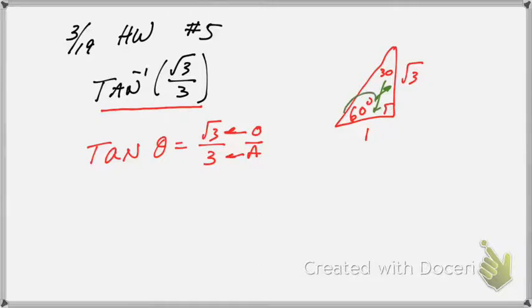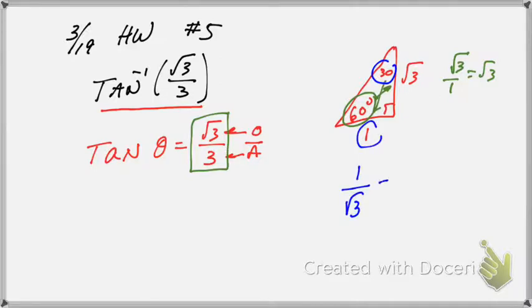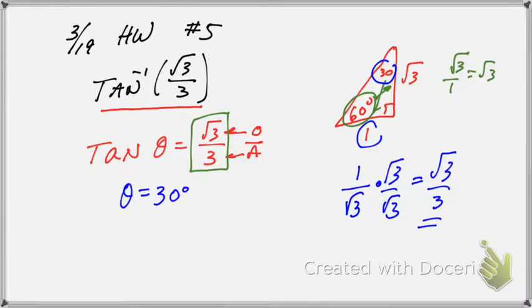So if we go to the 60-degree angle and we do opposite over adjacent, we would get square root of 3 over 1, or just square root of 3. We're supposed to get square root of 3 over 3, so I don't think that's it. If we go to the 30-degree angle and we do opposite over adjacent, we would get 1 over the square root of 3. And if we then rationalize that, there is our square root of 3 over 3. So that means that theta is equal to 30 degrees. Okay? The reference angle is equal to 30 degrees.